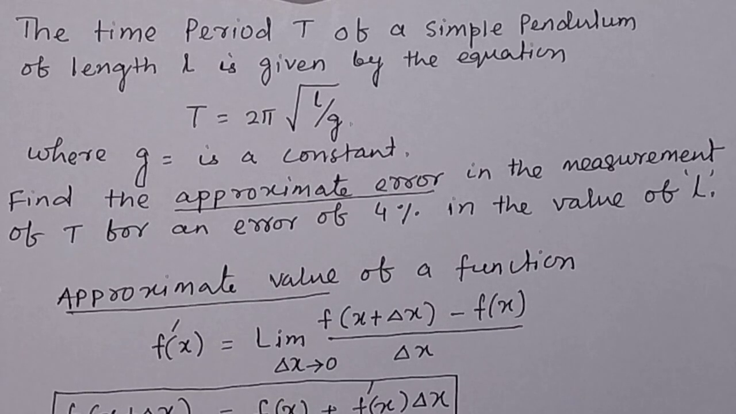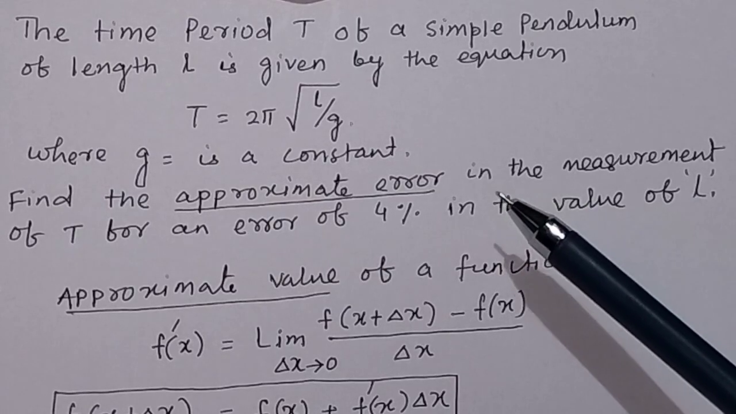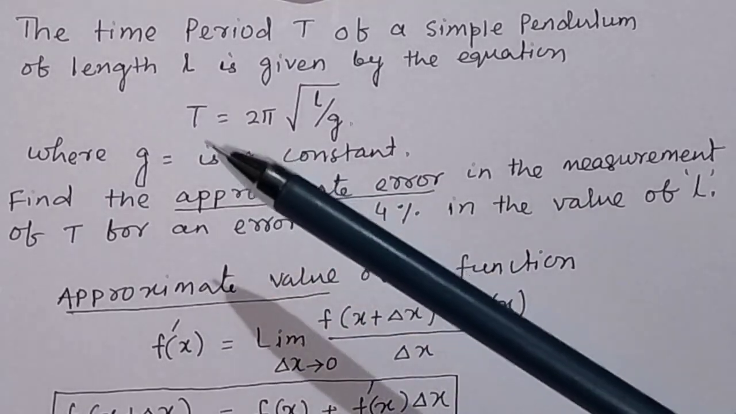Find the approximate error in the measurement of the time period t for an error of 4% in the value of L. So there is a 4% error in the value of the length given, and we have to find out the approximate error in the measurement of the time period.